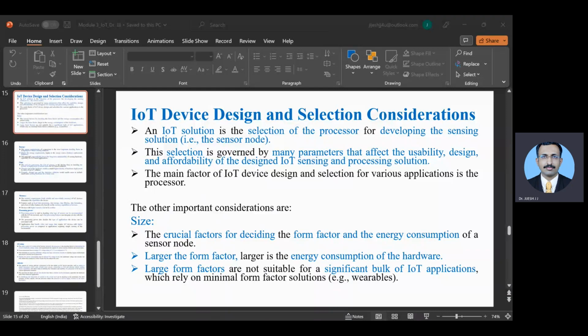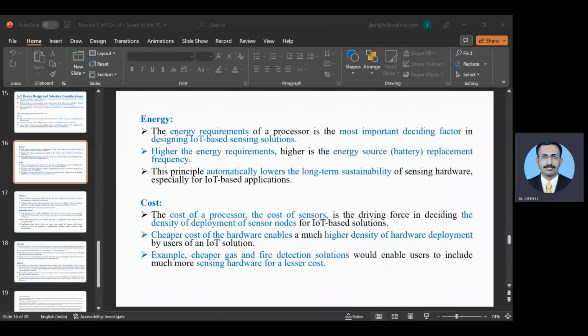Energy. Why is energy very important? There are a lot of research articles on how to conserve the energy of nodes, which can be used in order to improve the performance of the network. See, whenever you use the mobile phone and all, you can see how the energy drains out faster.